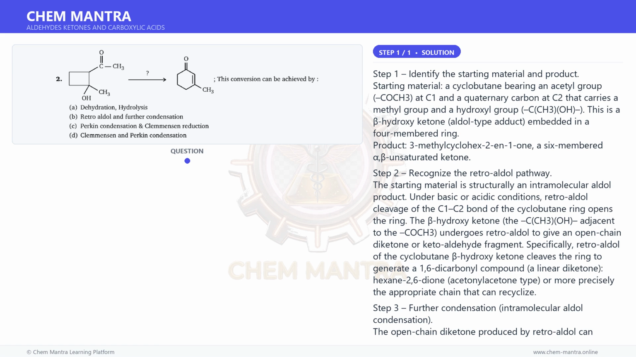D. Clemmensen followed by Perkin condensation similarly does not accomplish the ring opening and recyclization to give the observed product. Only retroaldol, ring opening of the strained cyclobutane beta-hydroxy ketone, followed by intramolecular aldol condensation, recyclization with dehydration, logically converts a cyclobutane compound into a 6-membered alpha-beta unsaturated ketone with the correct substitution pattern.